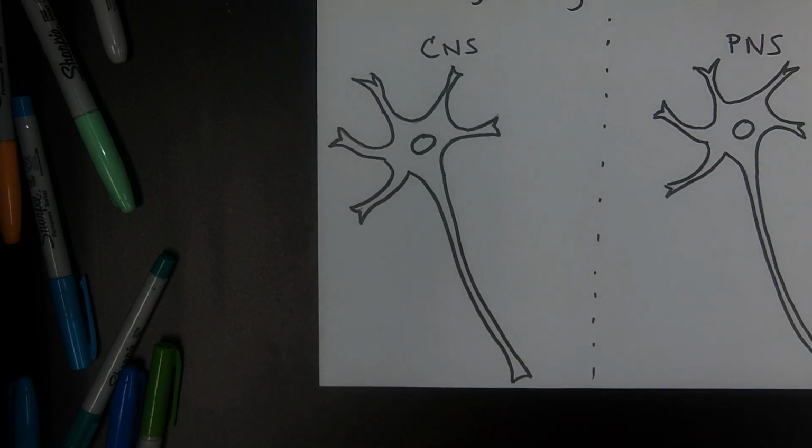Does anybody know the myelinating glial cell in the CNS? It's got a cool name. I think it's cool. It's an oligodendrocyte.